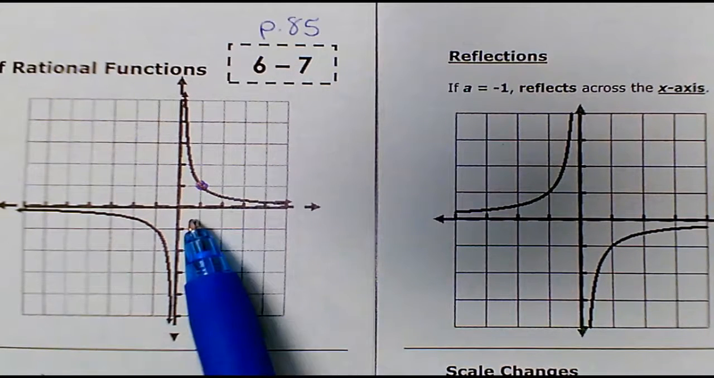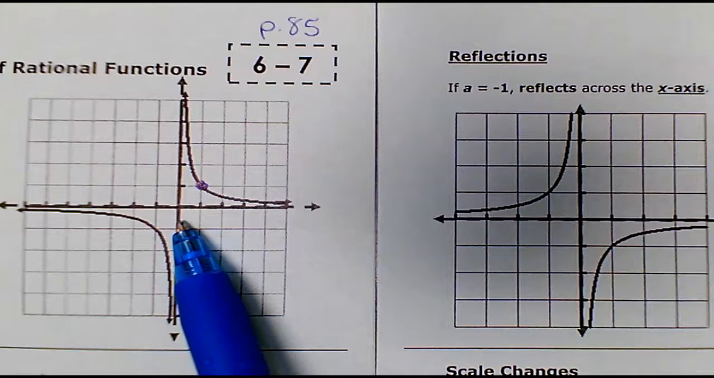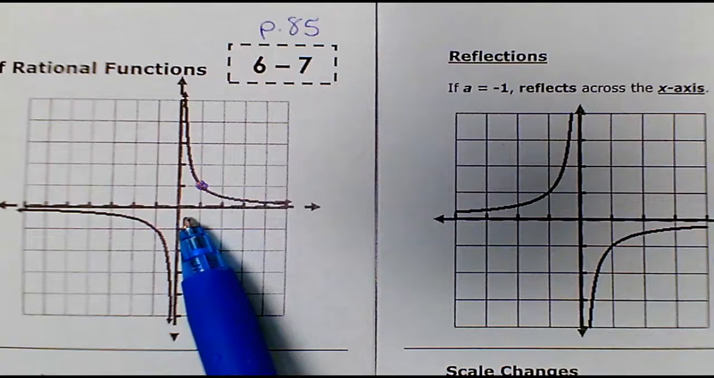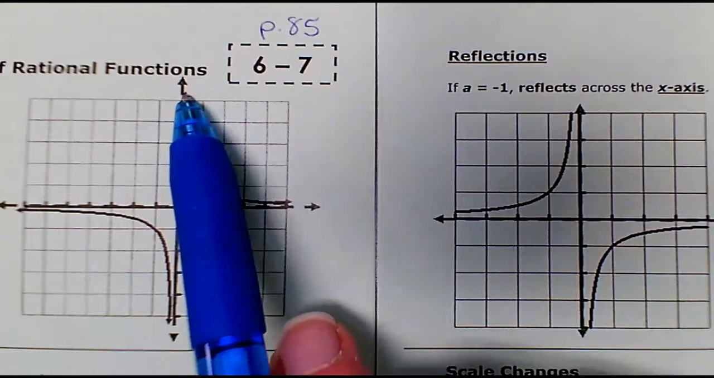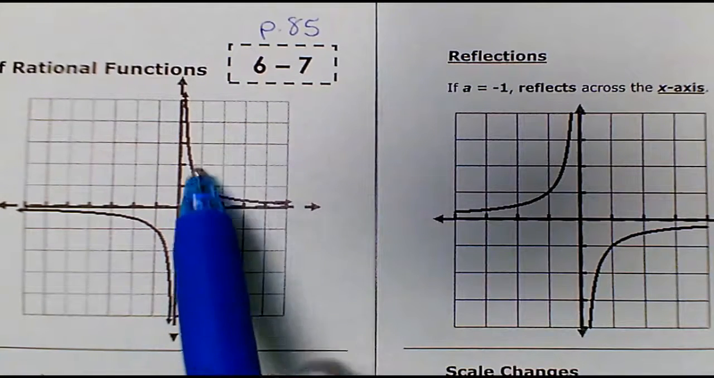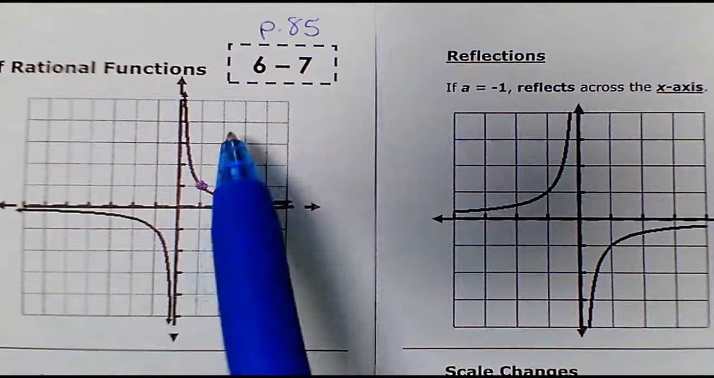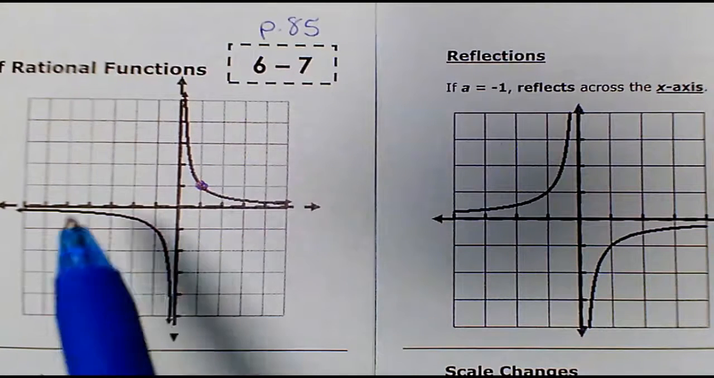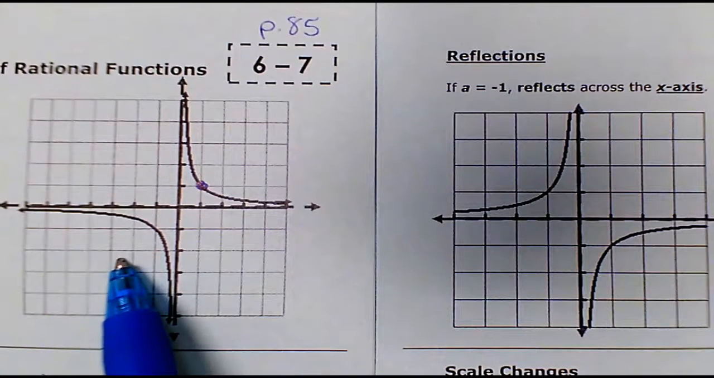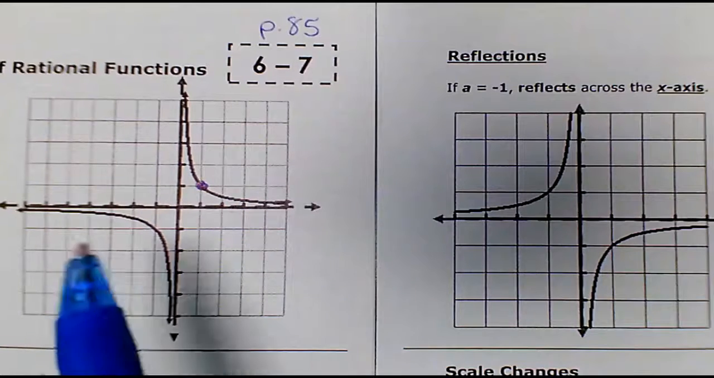So this is the what? This is the front of the notes, so it's the what? What is this the function of? This is the parent function. Good. This is the rational parent function. Notice that the hyperbola occurs in the top right and the bottom left. So that would be quadrant 1 and quadrant 3.